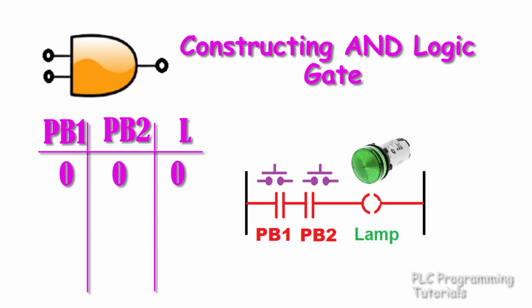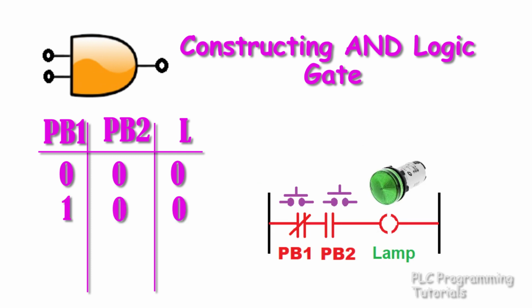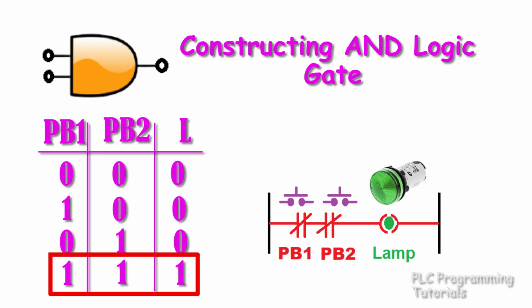Coming back to our AND gate logic, we can see that a NO contact turns into an NC contact when the corresponding push button is pressed. The circuit or the rung will be complete only when both contacts turn to NC. This is only possible when both push buttons are pressed. So if we compare it with Boolean language, the output will be high only when both the inputs are high, and thus we get a circuit for an AND gate.